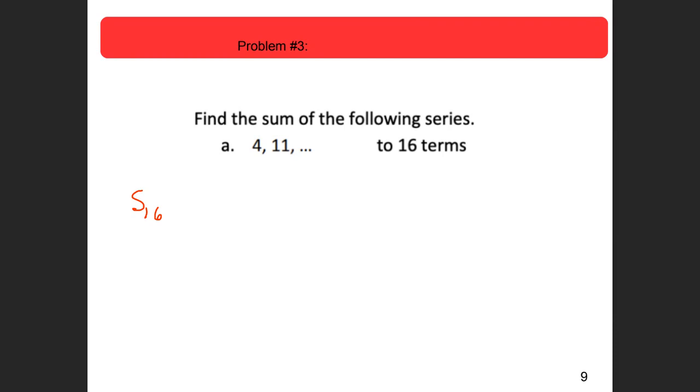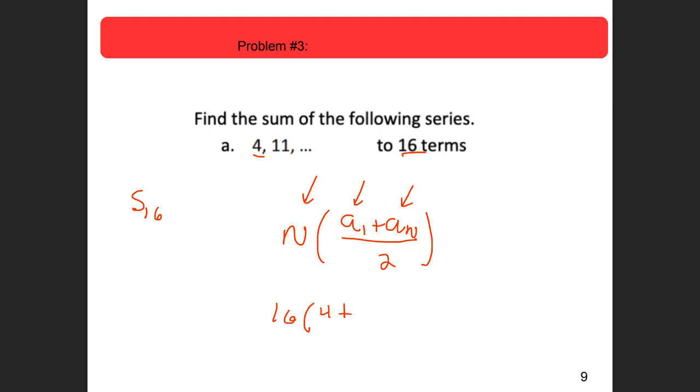What do we need to know in order to come up with the sum of the first 16 terms? The formula is n times a sub 1 plus a sub n, over 2. So we need n, the first term, and the last term. We know n is 16, they told us. a sub 1 is 4. a sub 16, I don't know what that is. This is the only thing I don't know.